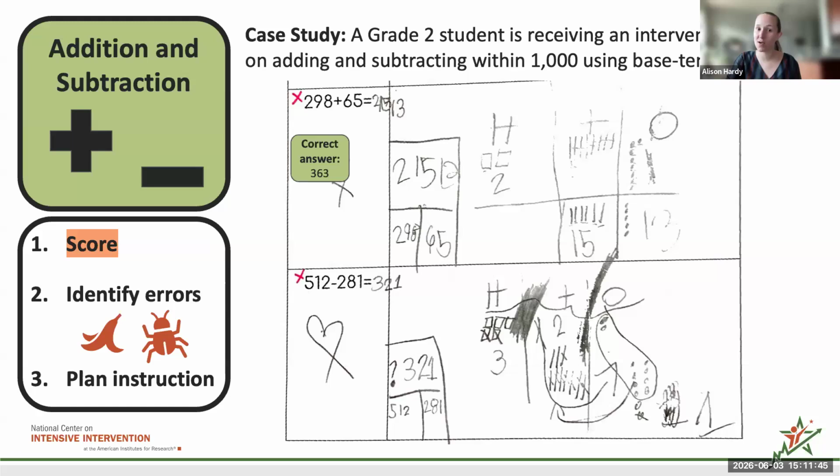And now we have another error. So the answer here should be 363, but this student has written the digits 21513. So using correct digits, we do have a correct digit in the ones place, but then all those digits thereafter are incorrect. Another error here with a similar pattern.